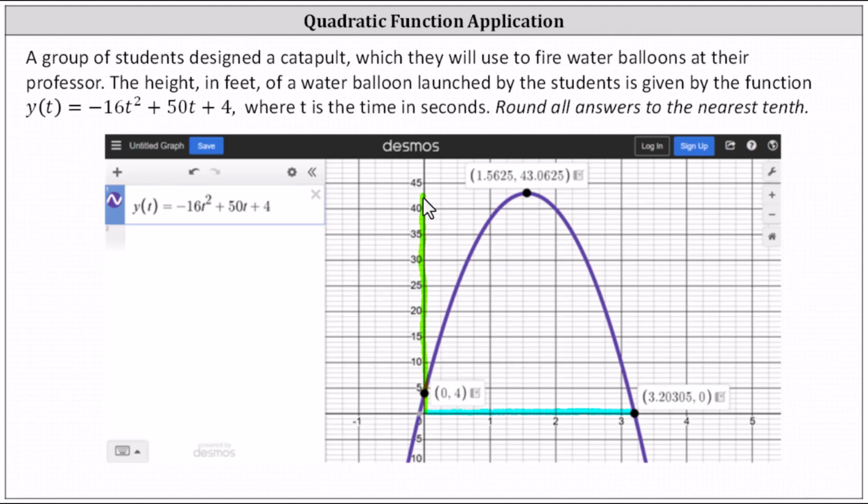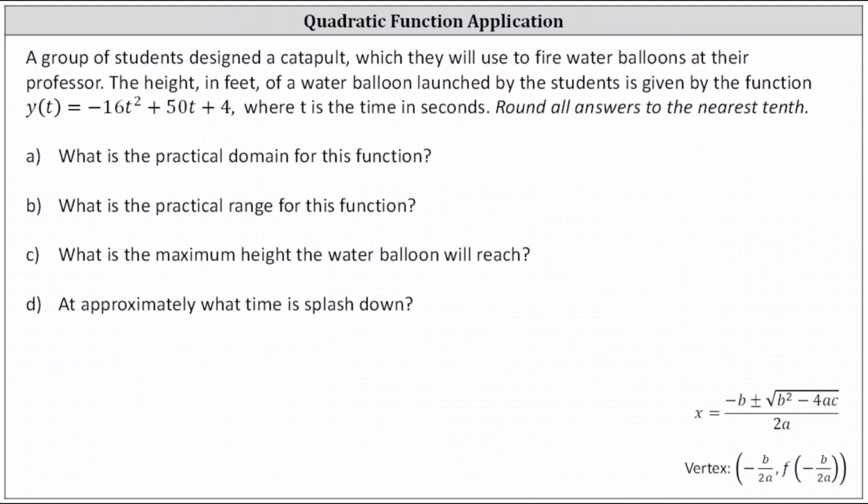Let's go back and record the practical domain and practical range. Again, the practical domain would be the closed interval from 0 to approximately 3.2, and the practical range would be the closed interval from 0 to approximately 43.1.